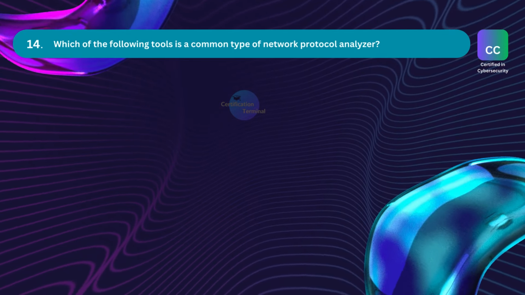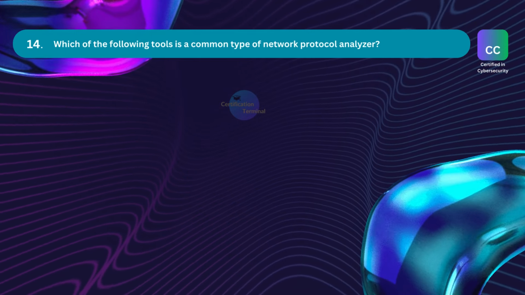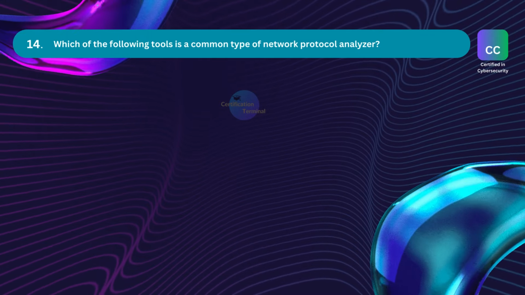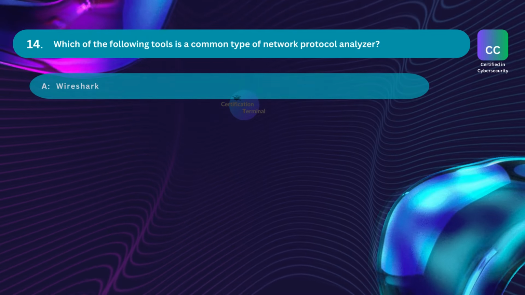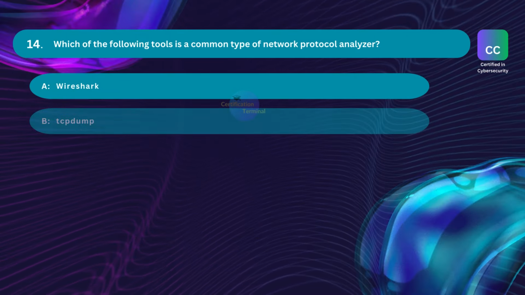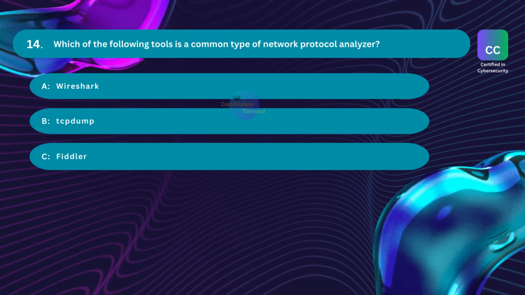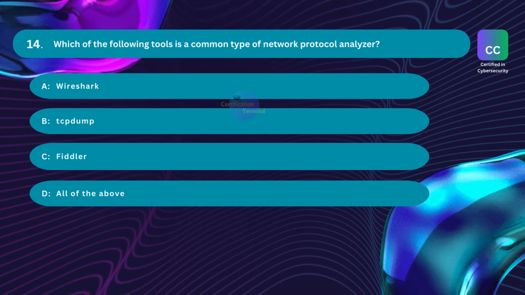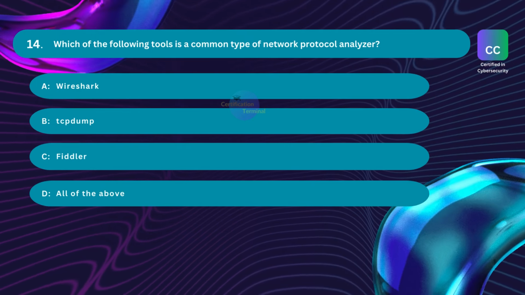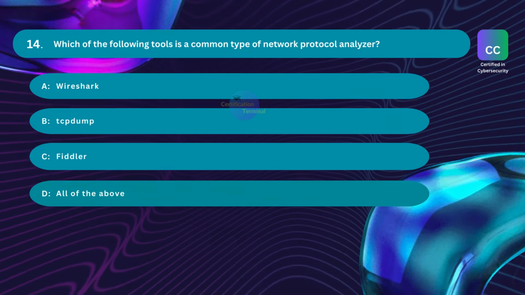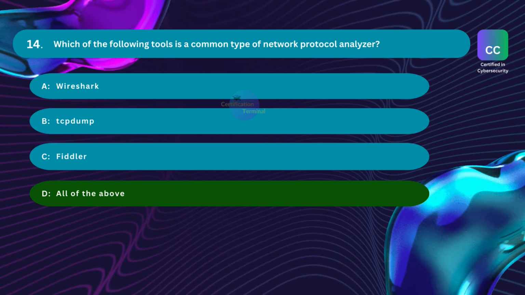Question number 14. Which of the following tools is a common type of network protocol analyzer? Option A, Wireshark. Option B, TCP dump. Option C, Fiddler. Option D, all of the above. The correct answer is Option D, all of the above.